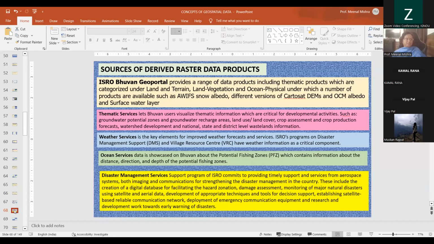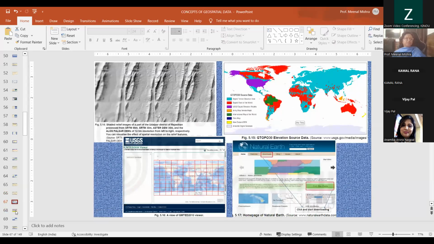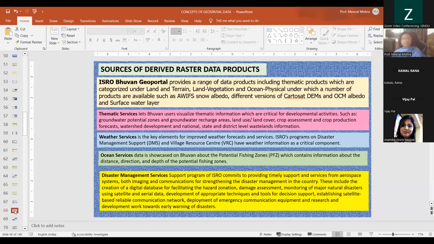Excuse me, ma'am. Are the sources you have mentioned for the DEMs freely available, or is there any cost associated with them? They can be both. Some of them are freely available and some of them are paid. That depends on what kind of data you are downloading. I'm not going into detail because it is already 12:15.